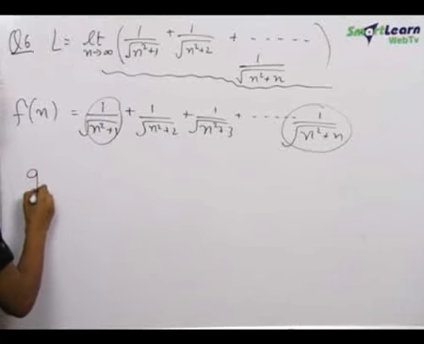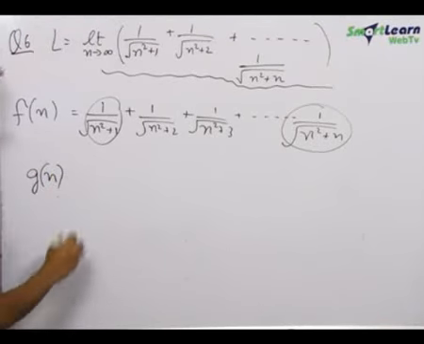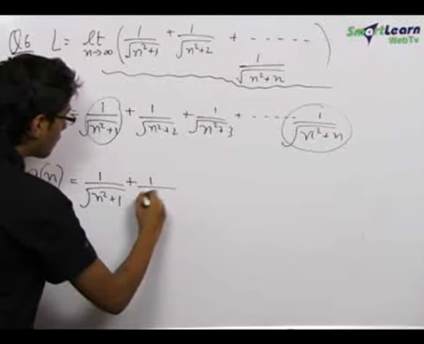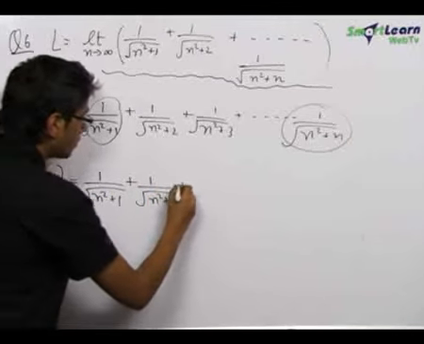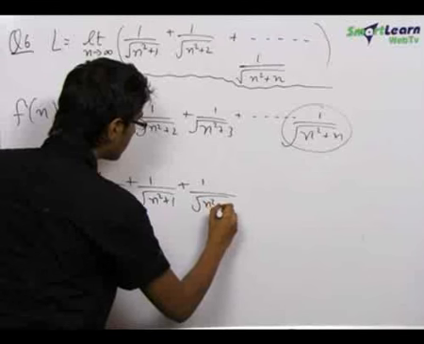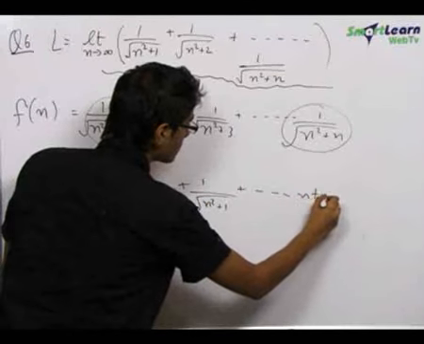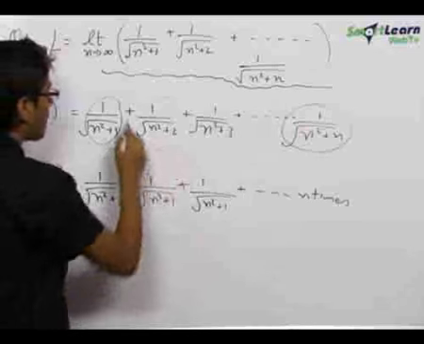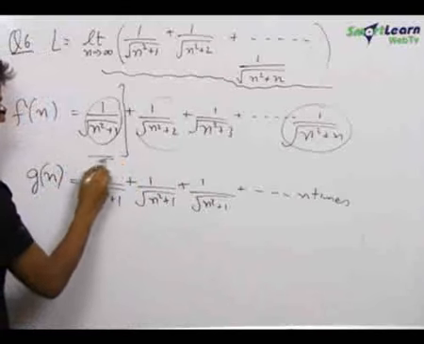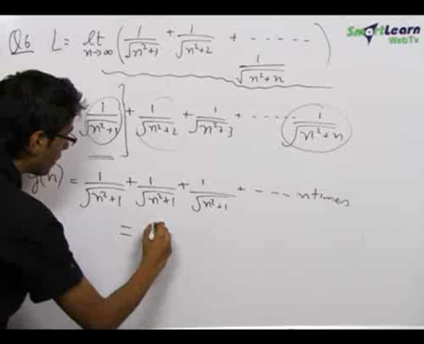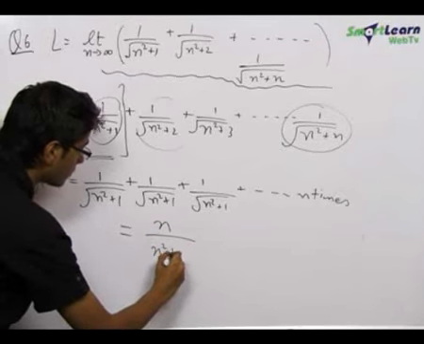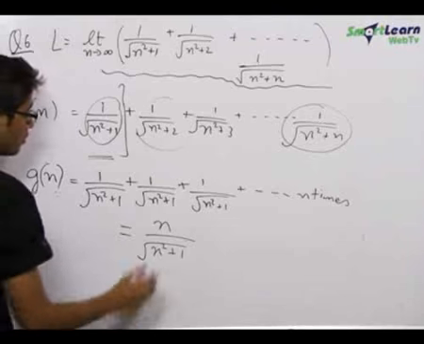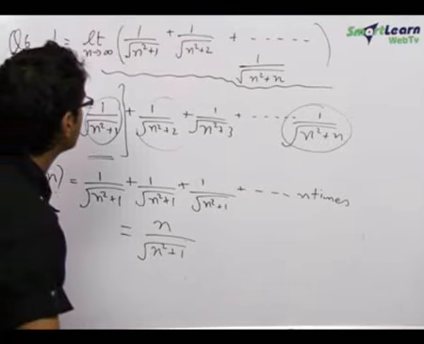So let us consider another function g of n, which is equal to 1 upon under root n square plus 1, plus 1 upon under root n square plus 1 again, plus 1 upon under root n square plus 1 again, n times. What we have done is, we have replaced all the terms apart from the first term by the first term. That is, we have taken n times the first term. So we get g of n equal to n upon under root n square plus 1.